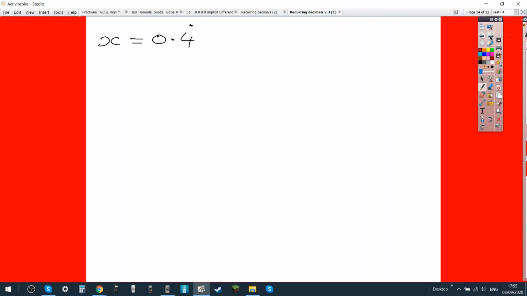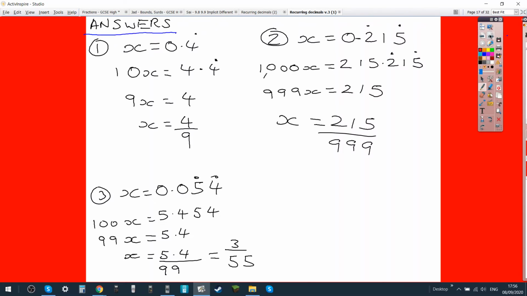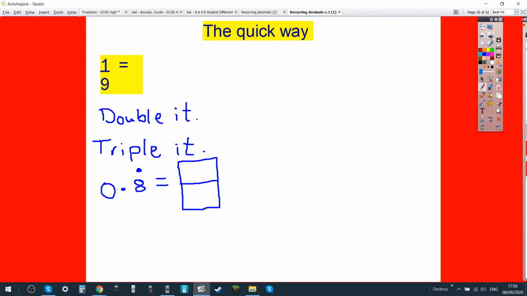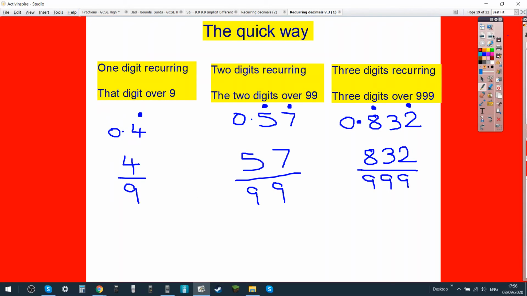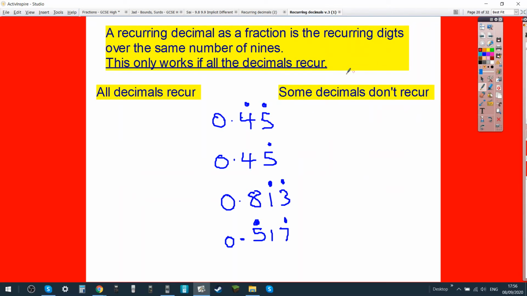Let's see. What would be this one? 4 over 9. So this is 4 over 9. Yeah. So what would be 0.8 recurring? 8 over 9. So that is 8 over 9. Sure. Yes. So the quick way is 1 digit recurring, it's over 9. 2 digits recurring, 99. 3 digits recurring, 3 nines. Okay.